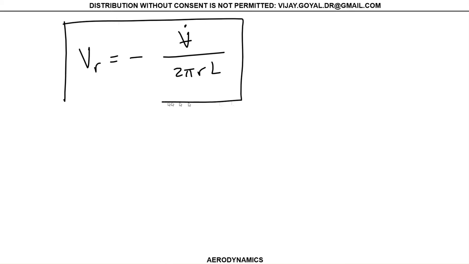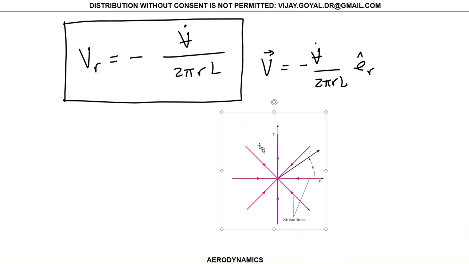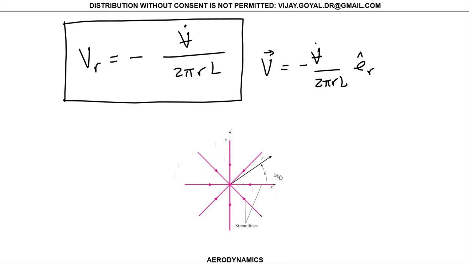So for a unit source, you can show that VR is actually equal to minus, because it's going in the negative direction, over 2 pi r L. This is the only non-zero velocity that you have. I can write this in vector form: minus over 2 pi r L times ER, and I don't have anything else. So if you plot this, it is all strictly along the radial distance, because this is a radial problem. You have nothing in the theta. And you see that as r approaches 0, this goes to infinity.